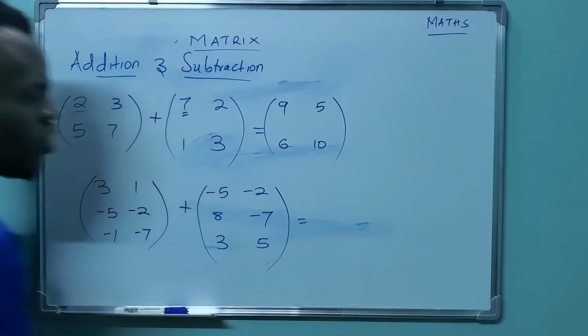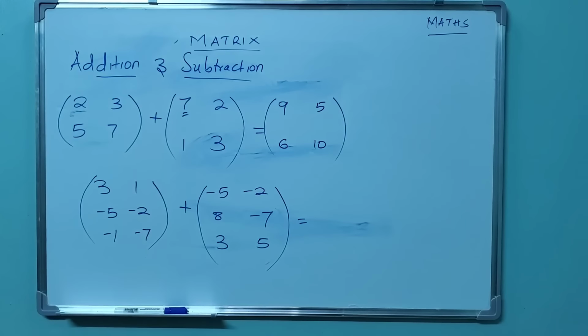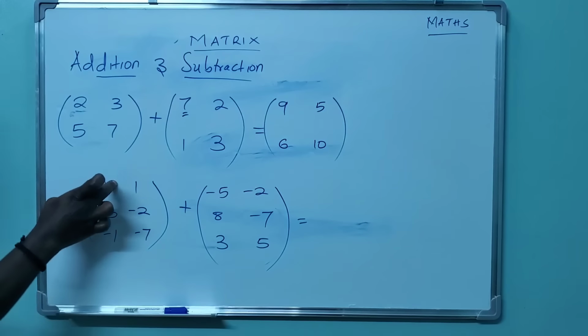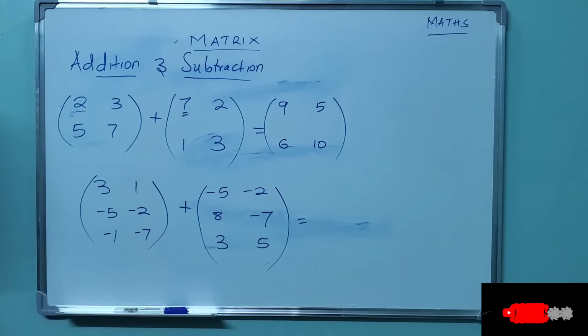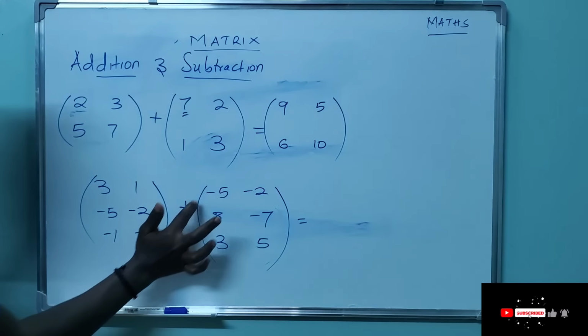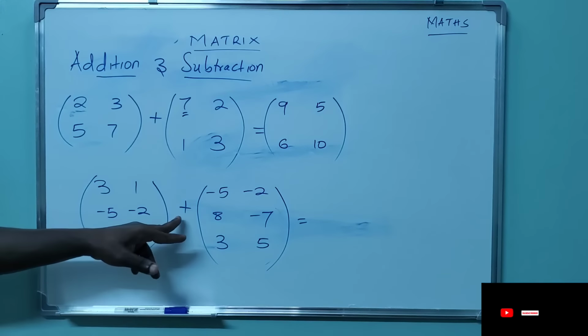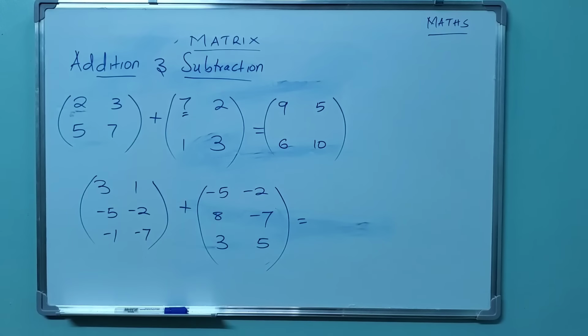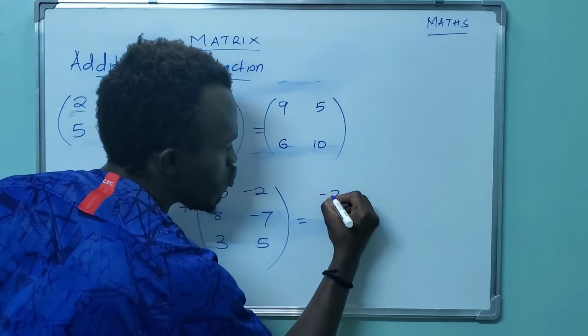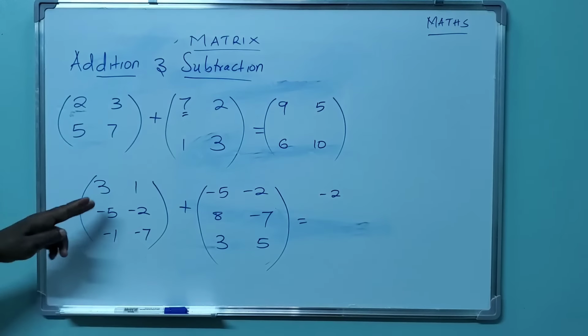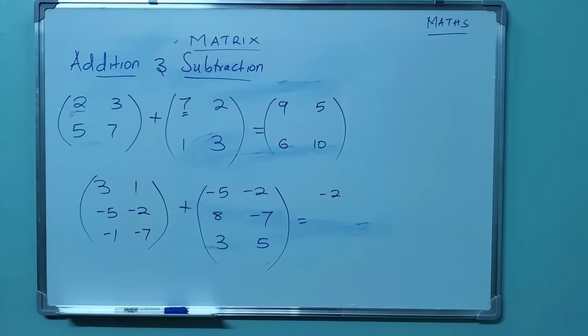Now, in this case, what am I going to have as my answer? First of all, I'll come here. 3, when I add it to negative 5, this positive and this negative is going to form a negative. So 3, when I subtract 5, what am I going to have? I'm going to have negative 2. I'll write negative 2 there. Why have I combined 3 and negative 5? Because they are on the same position on those two different matrices.